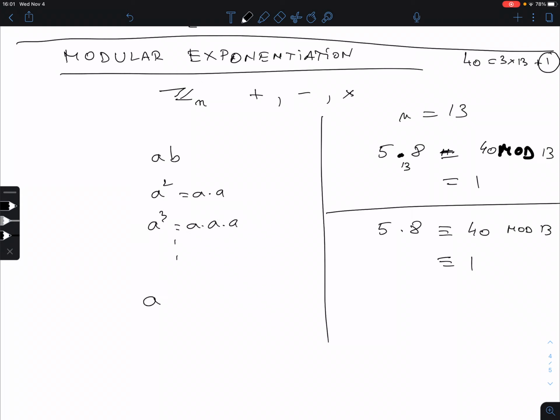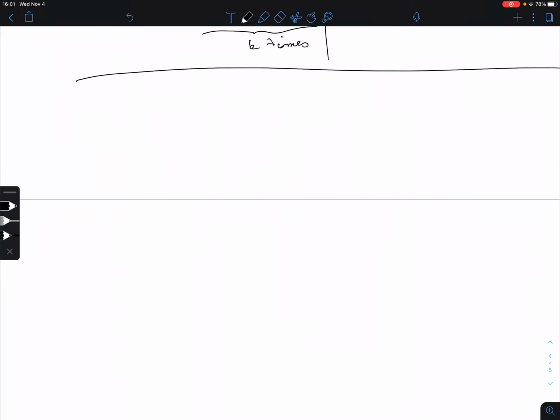So we can talk about a to the power k. This would be a times a all the way to a, and how many times? Well, k times we multiply. That's what an exponential does, right? Okay, so suppose I want to calculate this here. I'm going to do it on an example and explain how it works.